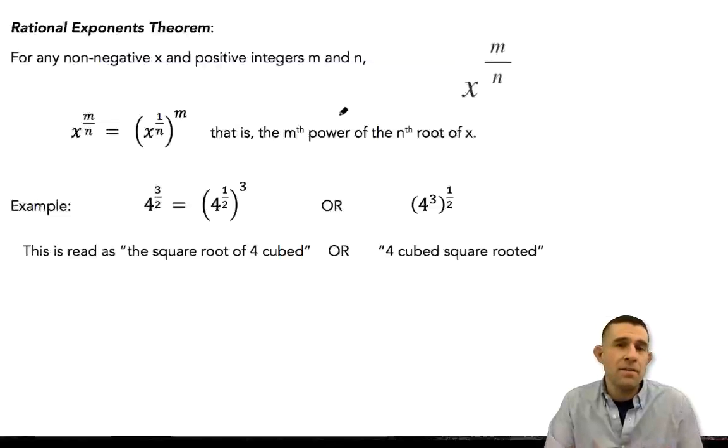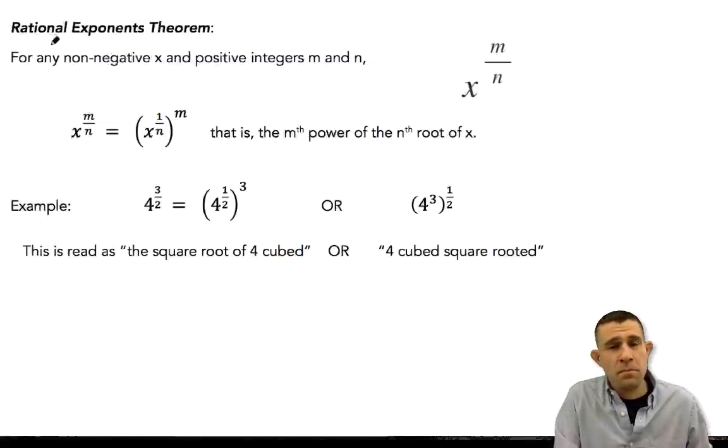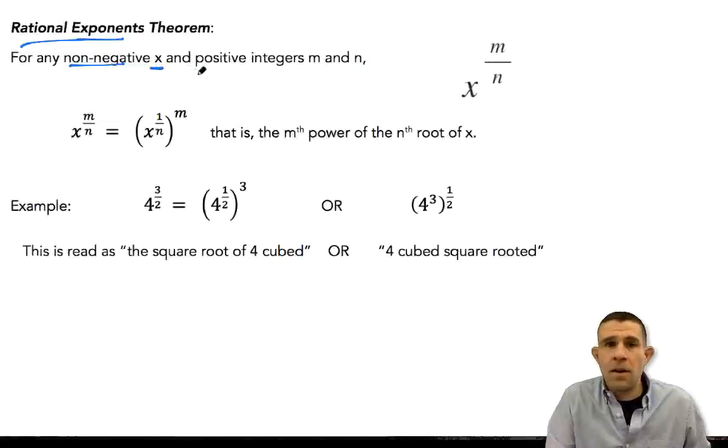Hey guys, today we're taking a look at positive rational exponents. Now, it sounds a little bit complicated, but it's really pretty straightforward, and I think you'll catch on really quickly. This rational exponents theorem simply says for any non-negative x as our base, and positive integers m and n, then x to the m over n power is the same thing as the nth root of x raised to the mth power.